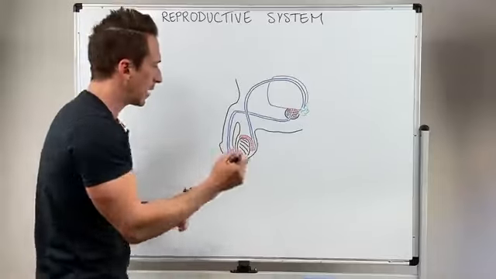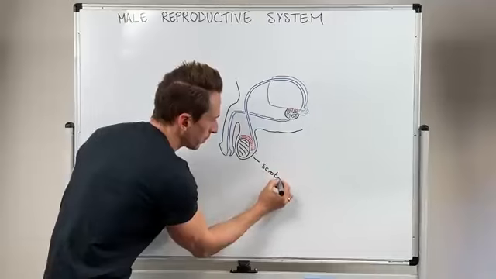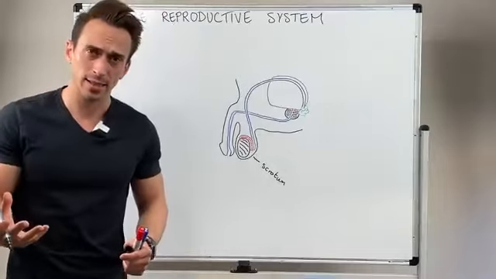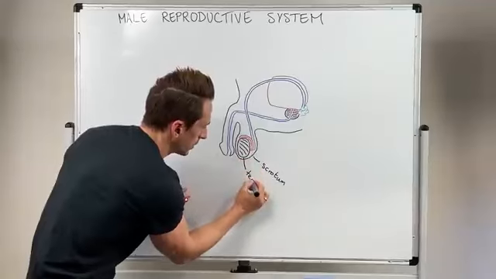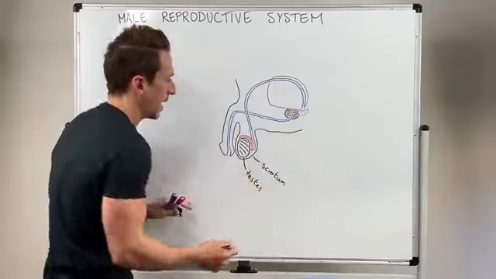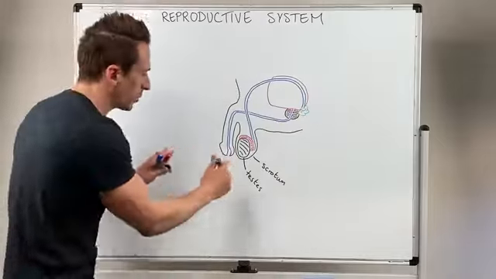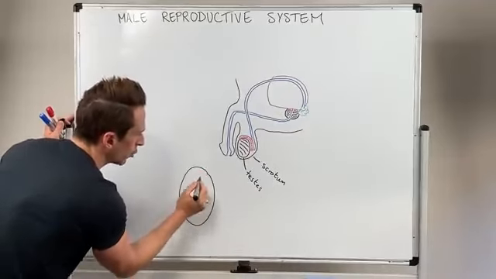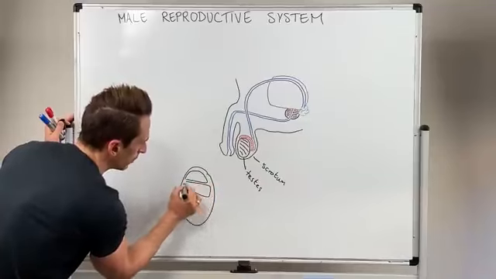So let's begin. We'll look at the scrotum itself. Now the scrotum is a sac that houses the testes. Testes, plural, T-E-S-T-E-S. The testes are the site of sperm production. Now, if we were to have a look inside the testes, you will find that it's made up of these individual lobes.